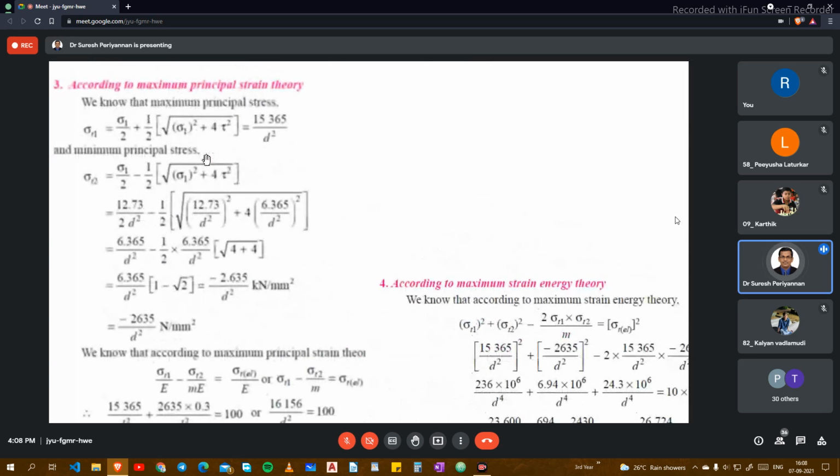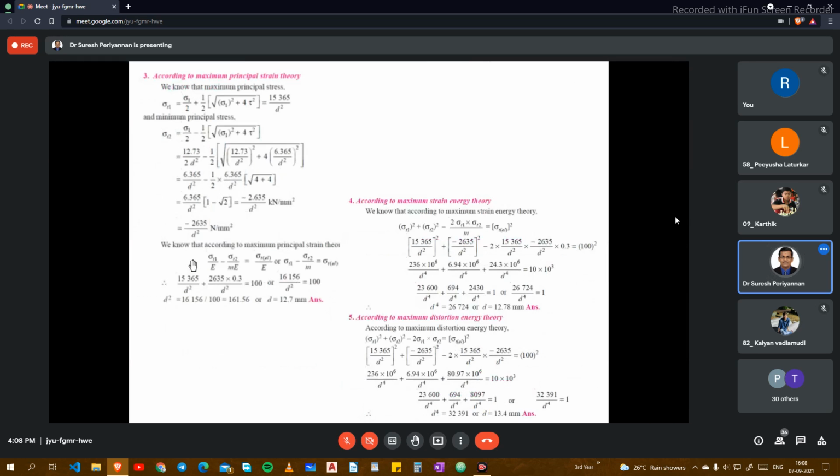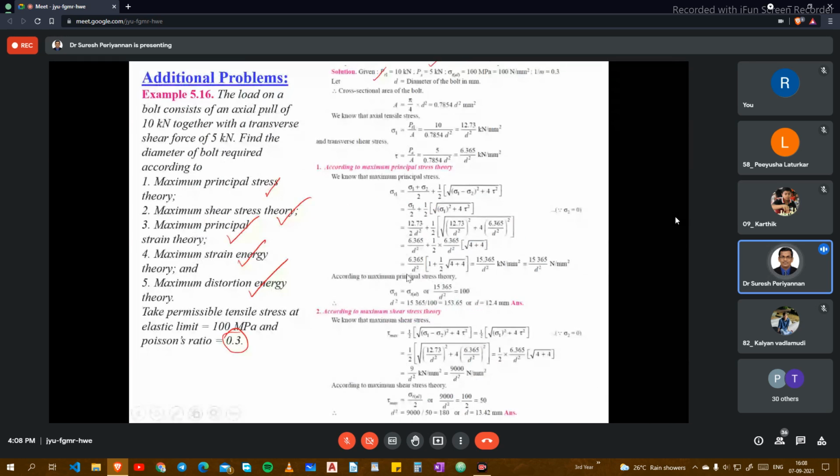The next theory is the maximum principal strain theory, right? Again, we have to find sigma 1. Sigma 1 we know, and the minimum principal stress we know. We already discussed the maximum principal stress. Now we are considering the minimum principal stress, because the earlier case, everything we discussed already here.